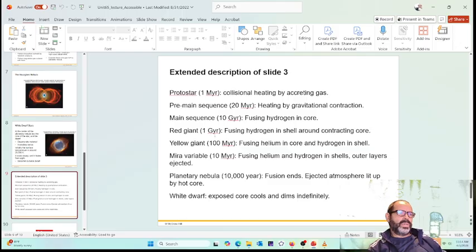Okay, so a red giant is about a billion years, and a yellow giant is about 100 million years, and then the Mira variable is only about 10 million years, which is nothing. Okay, and the planetary nebula will take about 10,000 years to basically leave the core by itself, exposed, sitting at roughly 25,000 to 30,000 Kelvin.